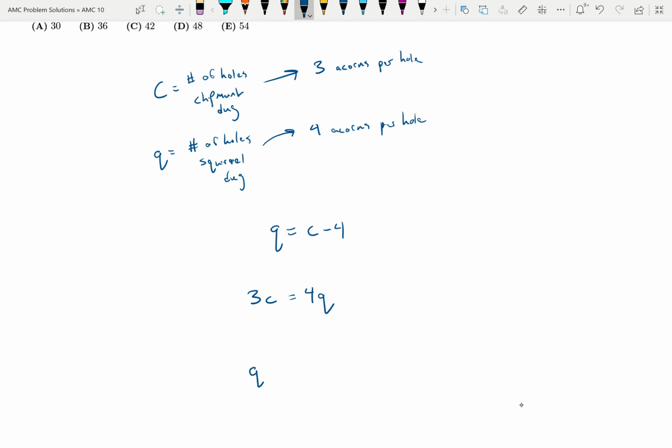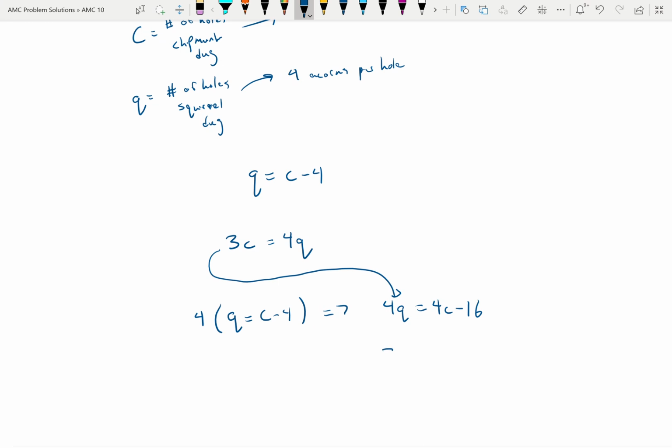So next, looking at this equation, Q equals C minus 4. If I multiply both sides of the equation by 4, what we get is 4Q is equal to 4C minus 16. And so I want to try to solve for C here. So I notice that I can plug in 3C in for 4Q. So we're going to get 3C is equal to 4C minus 16. Do some rearranging, and we get that C is equal to 16.